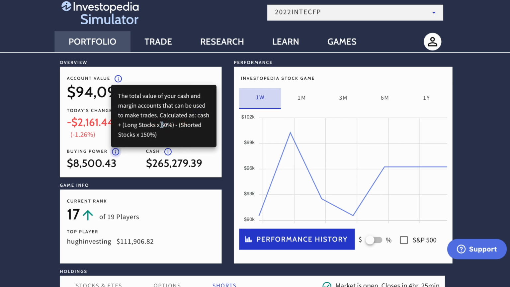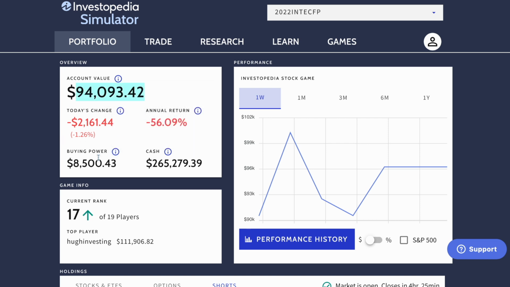At the start of the investment, your account value and buying power should be the same, but as you place down orders, they will vary. And as you can see here on my screen, they are different.